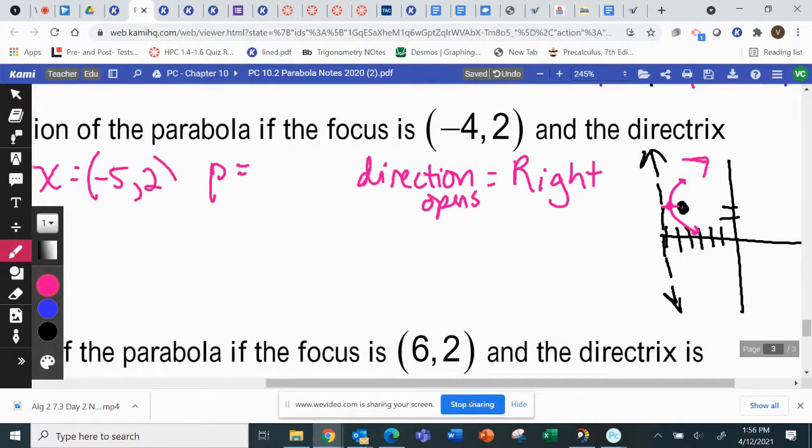And then the y value would be 2 because we did not change up or down. We only changed left to right. And then the p-value is how far apart the vertex is from the focus, or the vertex is from the directrix. So what is that p-value? 1. Now I know that it's +1 because it's opening to the right. If it was opening to the left, I would make it a -1.